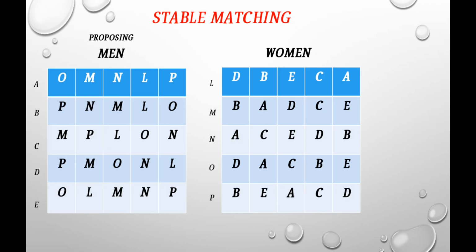Now the loop begins. The iteration starts here. As A's first choice is O and O is free and not engaged with anyone previously, she accepts A. So the pair is AO. As B's first choice is P and P is free and not engaged with anyone previously, she accepts B. So the second pair is BP.